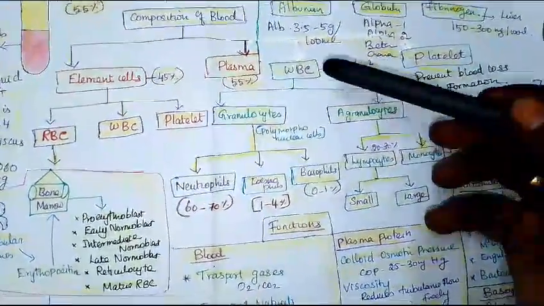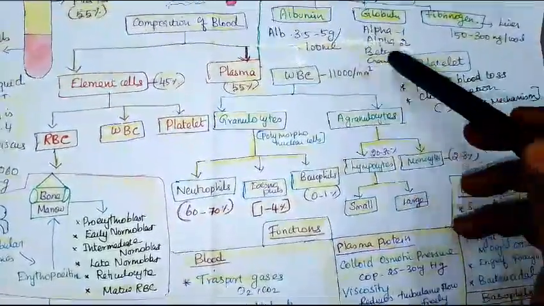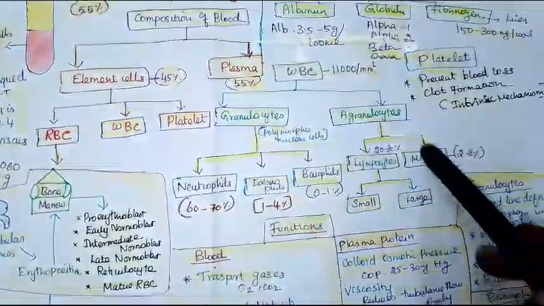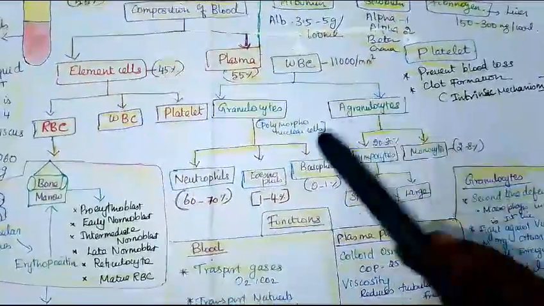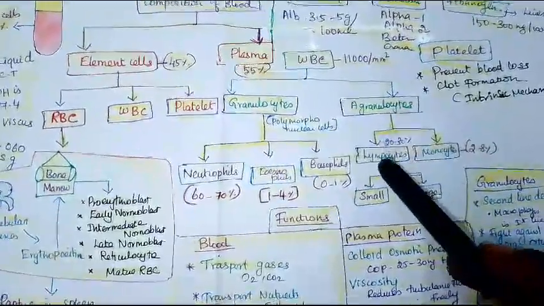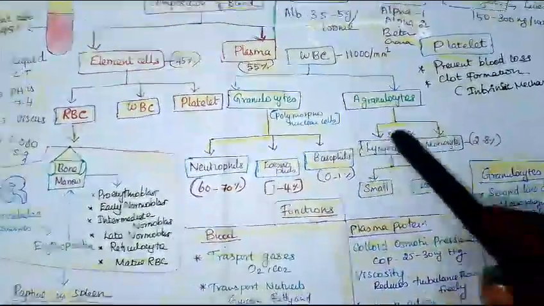This you have to know, what is our RBC, WBCs. WBCs are granulocytes and agranulocytes. They are divided into these. Mostly all these come as a second line defense mechanism. We will see in detail in the functions, which we can learn in physiology.